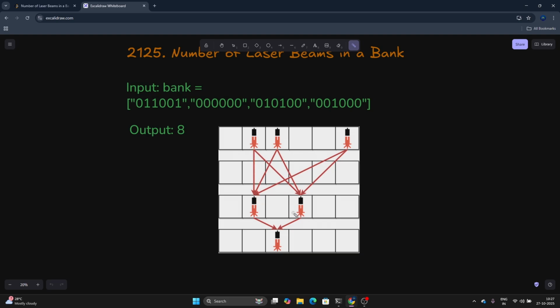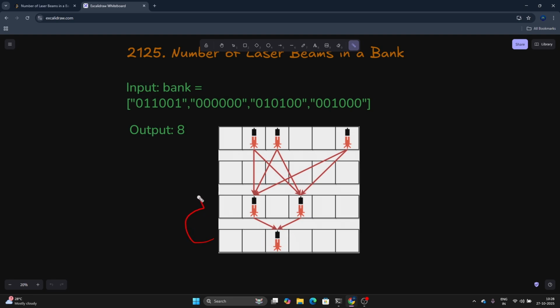So count the laser beams. The natural way to solve it is we can just go through each row, right? Let's start from the last row. This is our last row, right? It has one security device, right? Of course, this one security device will have a laser beam with some other row, right?